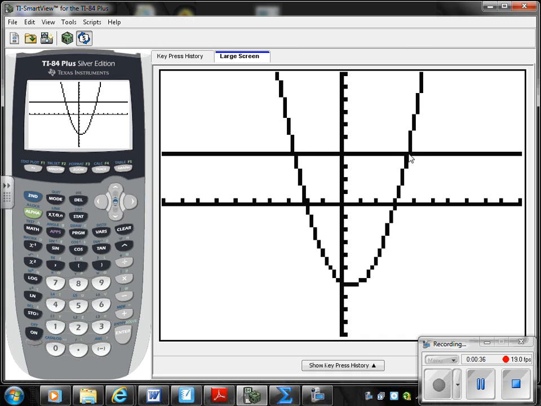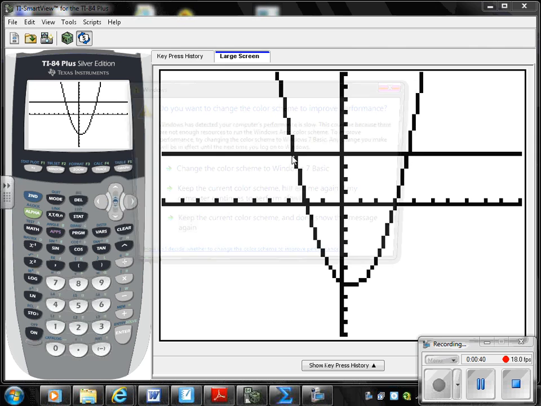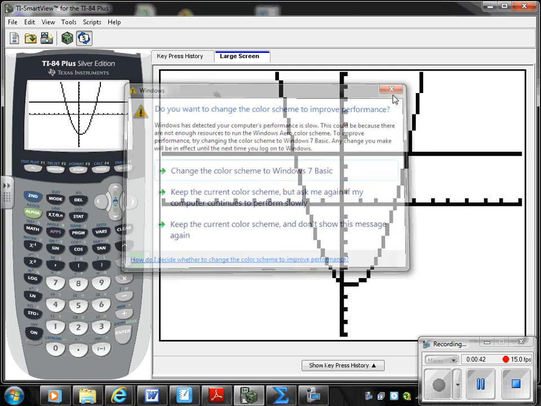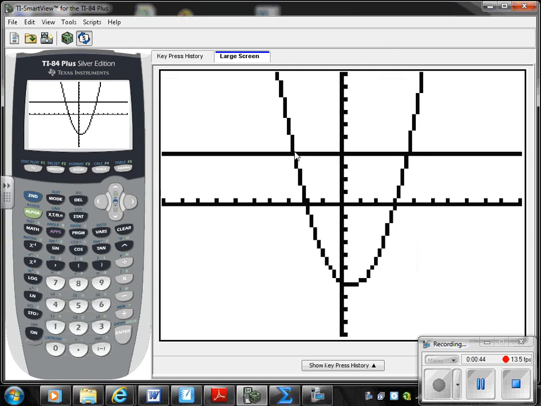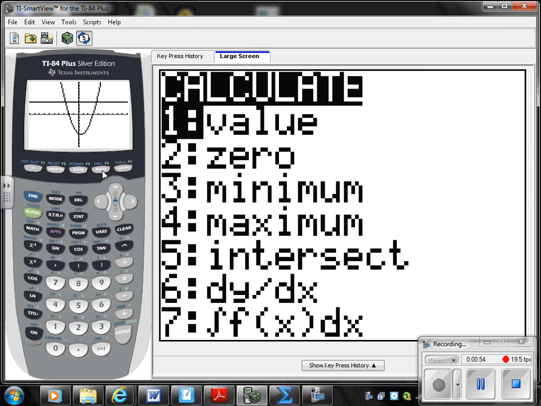3.9, something like that. So the idea here is that we want to find the intersection between these two graphs, right about there and right about there. So just like with the max, the min, and finding the x-intercepts, I'm going to go into second, trace. This time I'm going to choose number 5 for intersect.